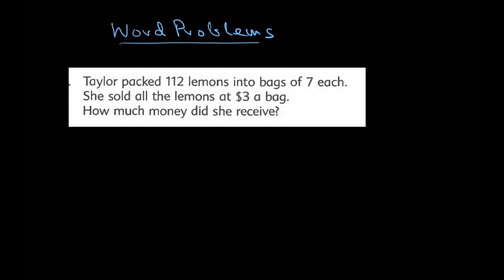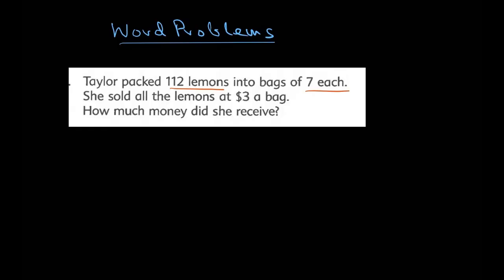So let's do a couple of word problems. Taylor packed 112 lemons into bags of 7 each. Okay, so let's think about it. And she sold all the lemons at $3 a bag. So first what we have to do is find out the number of bags. How can we find out the number of bags?